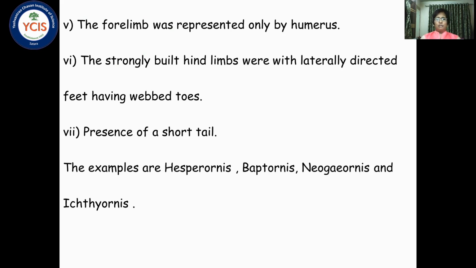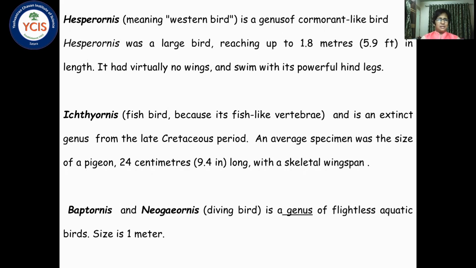The presence of a short tail is an important character, and this superorder includes 4 different types of birds. These are Hesperornis, then Baptornis, Neogornis, and Ichthyornis. Let's see some of the characteristics of these birds.